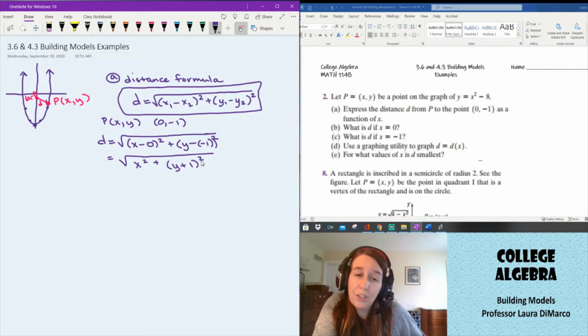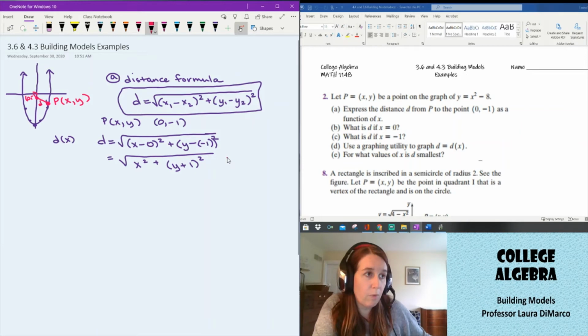We are not actually finished with part A because it says as a function of x. What we are really trying to solve for is the d of x, but then we can't have a y in the equation. The good news is we know what y equals. Y is equal to x squared minus 8, right? Wasn't that given in the problem? Y equals x squared minus 8.